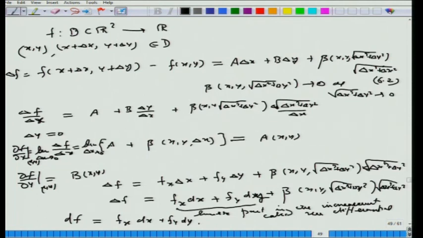And so, this is the linear part in these increments delta x and delta y. That is what we call the linear part in the increment of the function f, and it is denoted as the differential, as before in the one dimensional case. So, we denote df, the differential of f, as f_x, the partial derivative of f with respect to x, times dx plus f_y dy, since these delta x and delta y are the same as dx and dy. So, we get this.